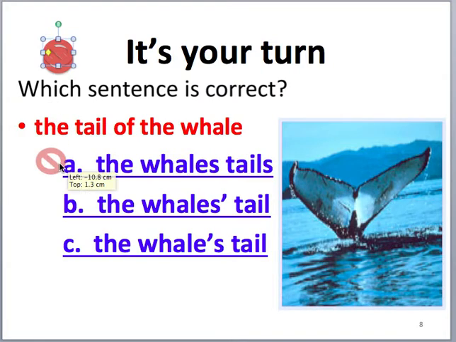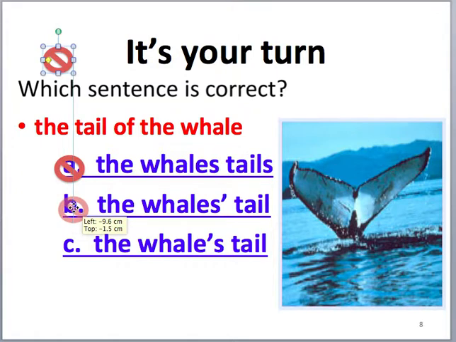Amazing. So if you said A is incorrect, you are correct. If you said B is incorrect, you are right. And if you said C is correct, you are right, because the whale's tail. So this tail belongs to the whale. So whale is my singular noun. There is no s next to it. It's singular. So it's whale. After whale, I put apostrophe s to show the ownership, the whale's tail. So the whale's is my possessive noun. So it's the whale's tail.